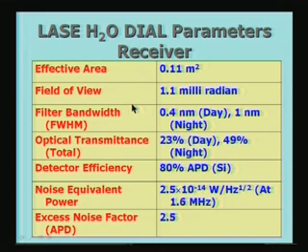So, the receiver. What are the things which are required in the receiver? As you can see, the receiver has an area of 0.11 square meter, which is a large area, and the field of view is 1.1 milliradian, and the bandwidth is 0.4 nanometer during daytime, and this measurement is done both during daytime and night time.